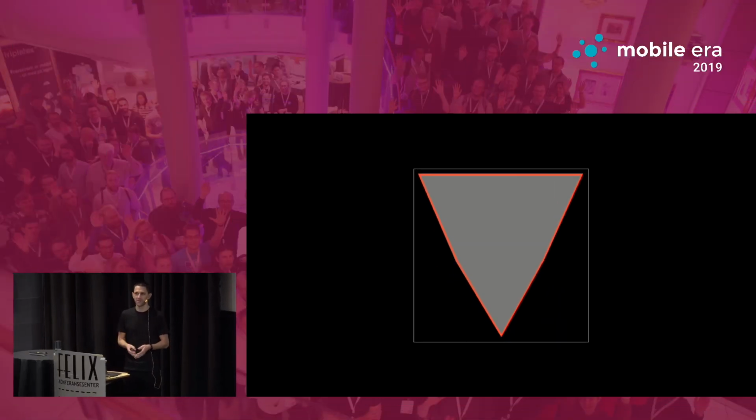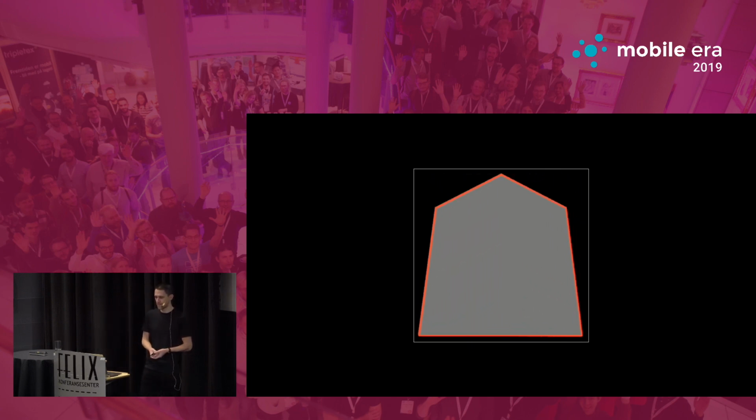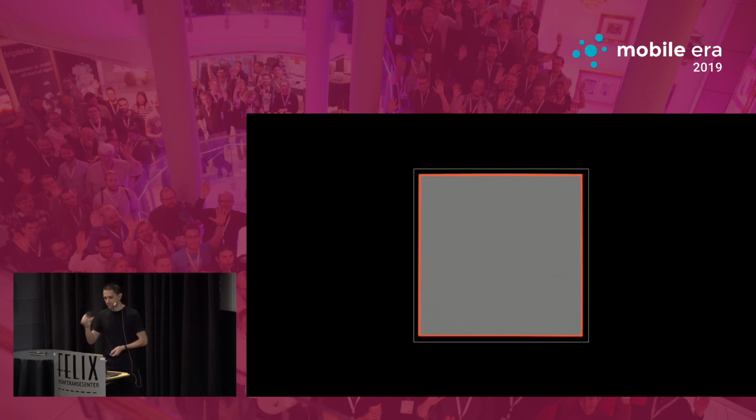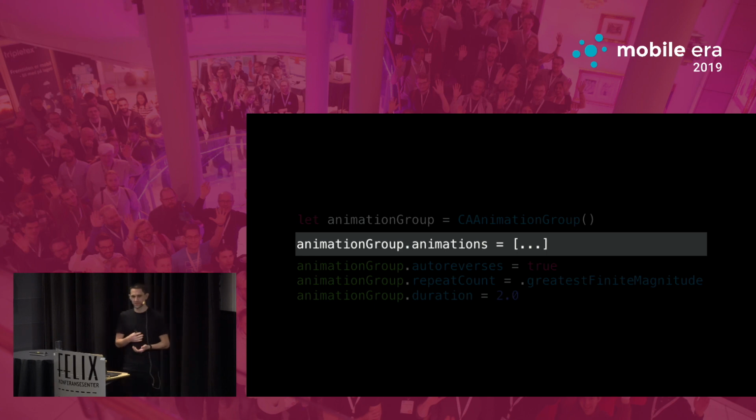And we can group multiple animations together. So let's say we want to animate from triangle to rectangle, and then back to another triangle. And how we can do it from the code is that at first we need to create an animation group. So it's a CAAnimationGroup object. And here is the property animations. So that is an array which consists of all the animations we want to perform.